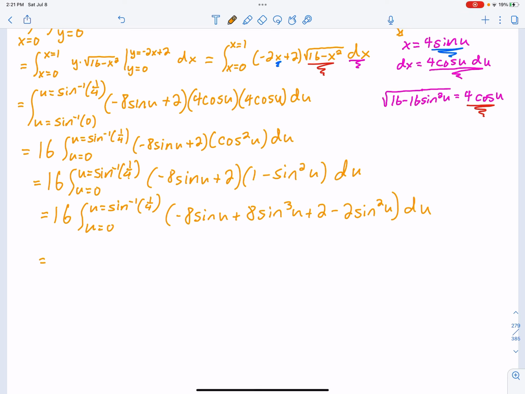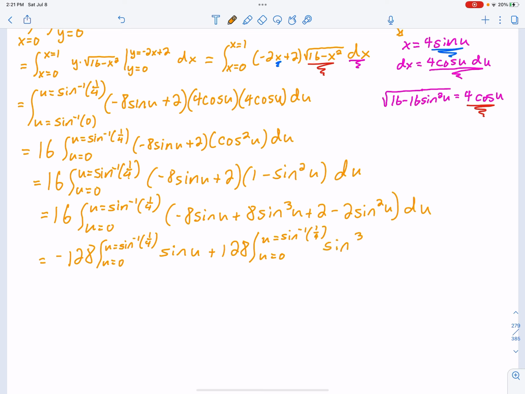So I'm going to pull the constants out. Negative 8 times 16 is negative... much bigger than that. That'd be times 3. So what is that? 16 times 8 is 48. Carry a 4, 128. So this is a 128. Integral u equals 0 to u equals the inverse sine of sine u. Right? Plus 128 again of u equals 0. U equals inverse sine of 1/4 of sine cubed u du.